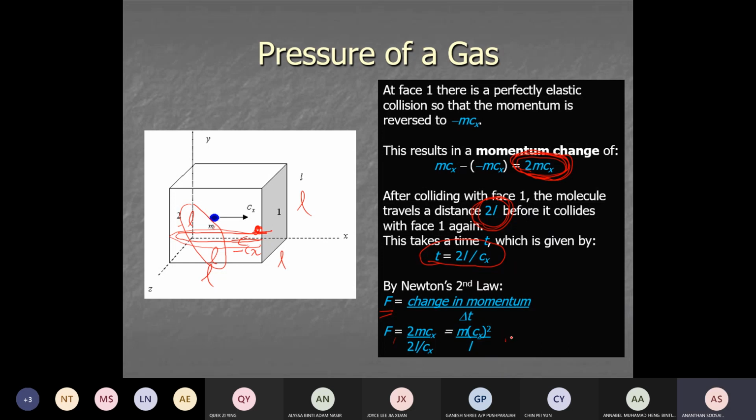So we get the force formula. This is the force exerted by only one particle. One particle which has a mass of m and a speed of Cx exerts a force of this much: mcx squared over L.